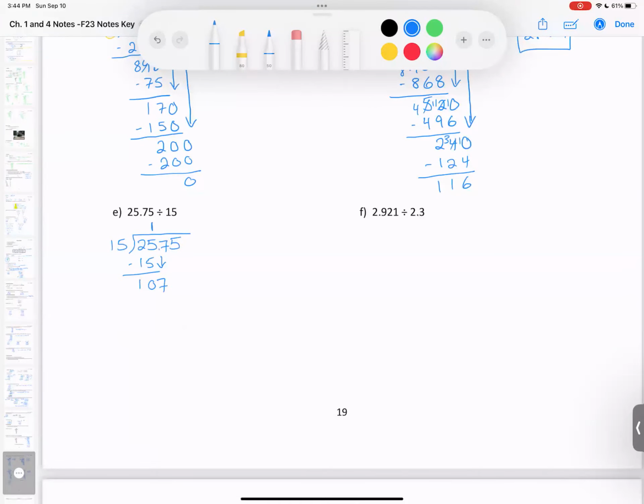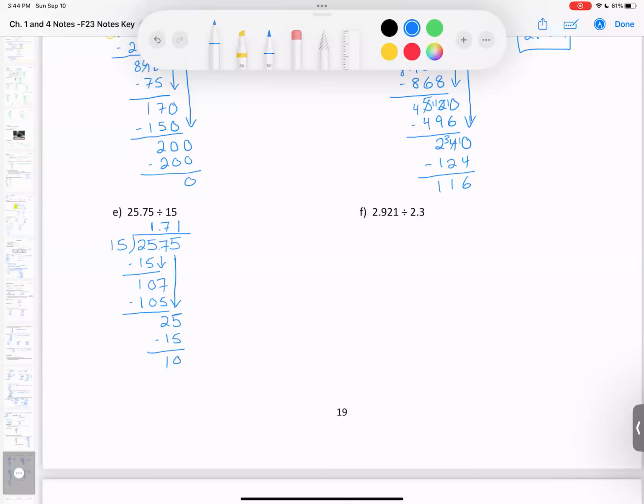So my answer then up here would be 7, because that's as many whole groups as we can do. So 7 times 15 is 105. So I'm going to subtract 105, which leaves me with 2. Drop down that 5. And 15 is only going to go into 25 once.